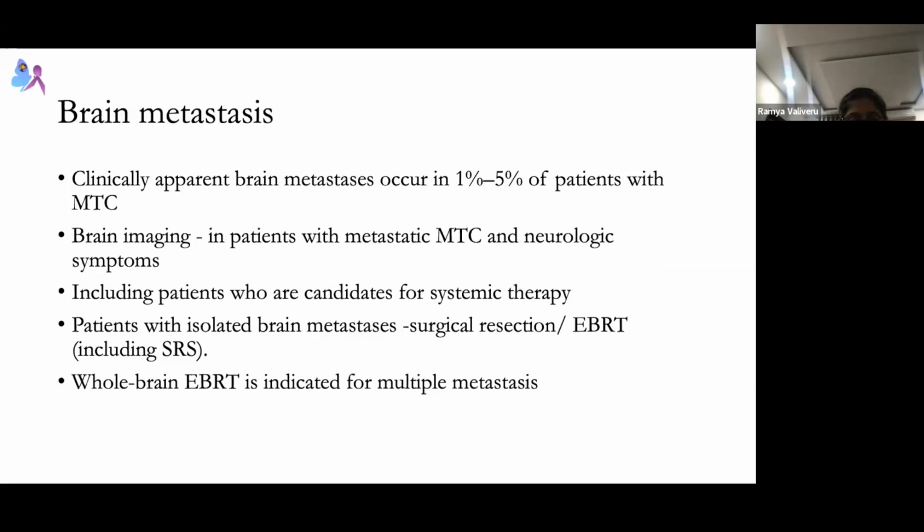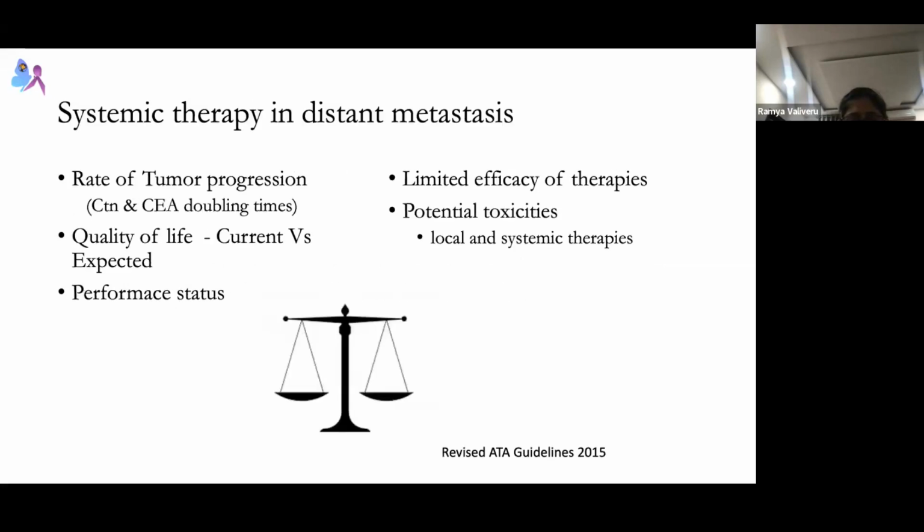And brain mets, of course, we have SRS. It's similar in any malignancy, I think. So coming to systemic therapy in distant mets, it depends on the rate of tumor progression, quality of life, what is the current versus expected, and what is the performance status of the patient. And there is limited efficacy of all the therapies, and there are potential toxicities. So, Dr. Sarah, what are the various systemic therapy options that we have?